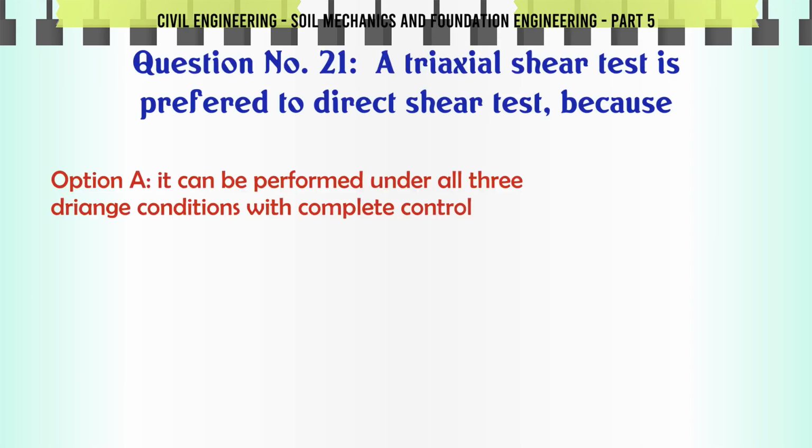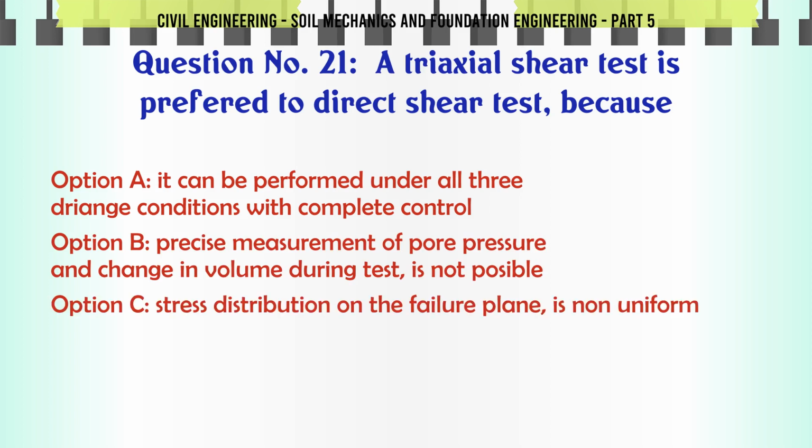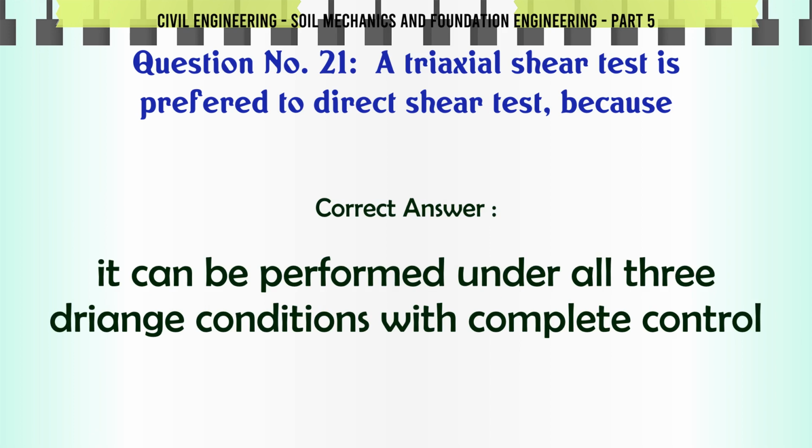A triaxial shear test is preferred to direct shear test because A. It can be performed under all three drainage conditions with complete control, B. Precise measurement of pore pressure and change in volume during test is not possible, C. Stress distribution on the failure plane is non-uniform, D. None of these. The correct answer is it can be performed under all three drainage conditions with complete control.